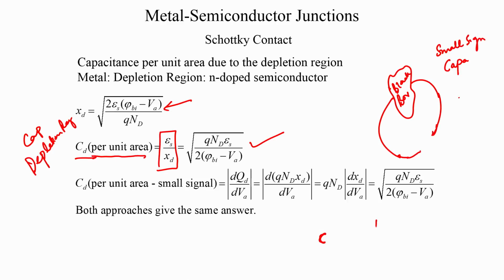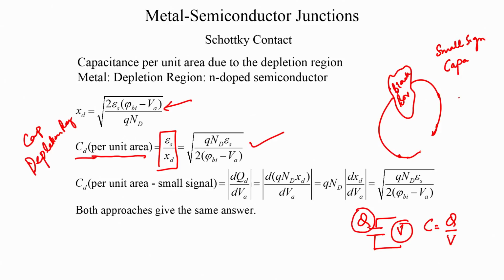Suppose you had your familiar parallel plate capacitor and you were to apply a voltage V across this capacitor. You will store a charge Q on this capacitor, and the capacitance of this capacitor is Q by V. So, it is the amount of charge stored on the capacitor for a given voltage V.